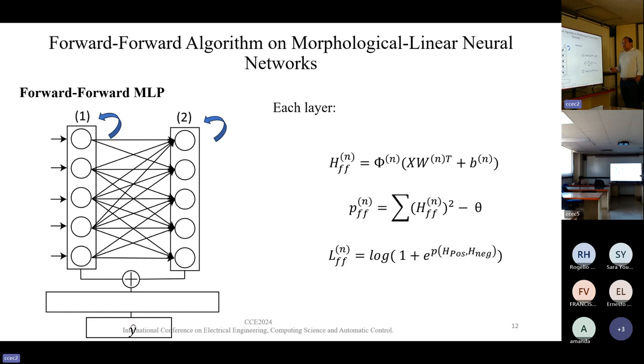This algorithm is biologically plausible because we eliminate the calculation and propagation of the gradient. Hinton made this statement comparing it to the human brain, because there is no biological evidence of the backpropagation process in the brain. So we propose this method, and it is working very well.